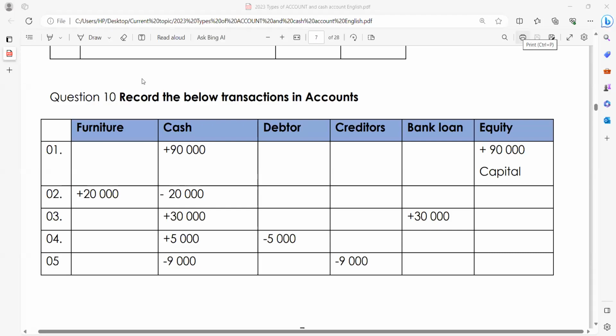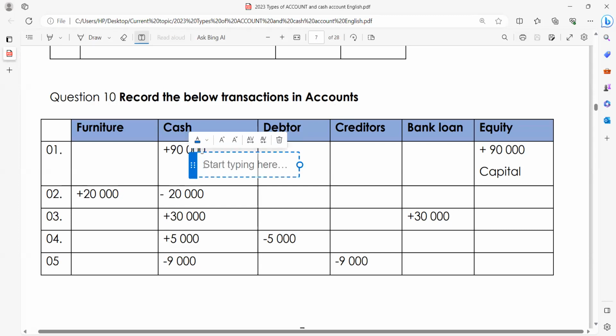Question number 10: record the below transaction in accounts. So first we mark the debit and credit. We know asset increases debit, asset decreases credit.